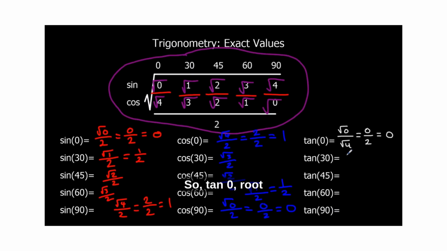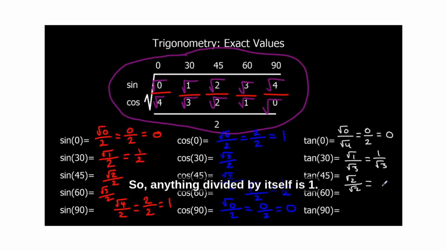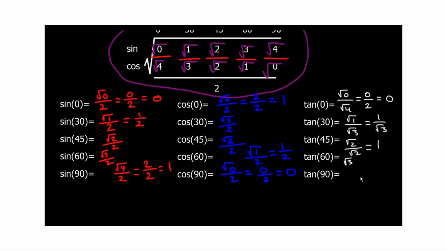Tan 30, root 1 over root 3, which simplifies to 1 over root 3. Tan 45, root 2 over root 2. So anything divided by itself is 1, so tan 45 is 1. Tan 60 is root 3 over root 1. So that's root 3 over 1, which is root 3.